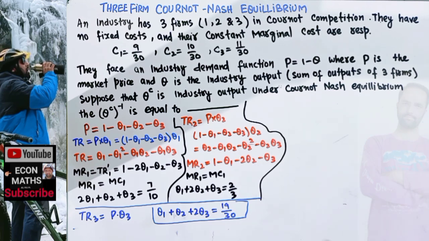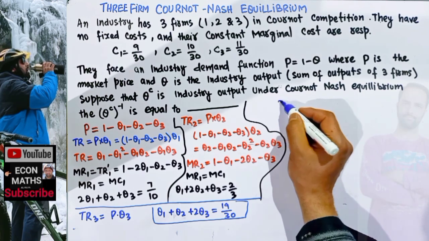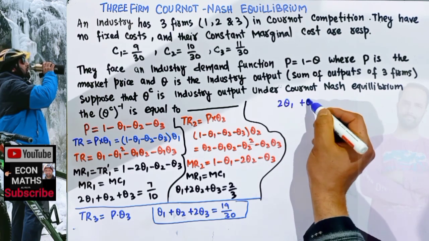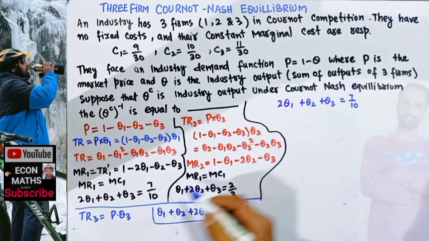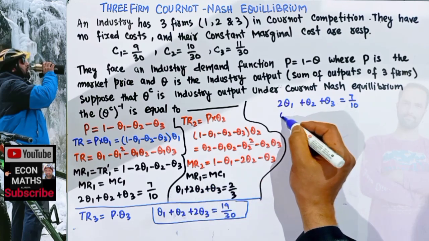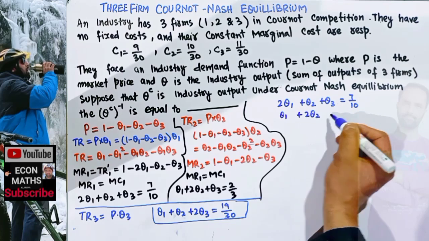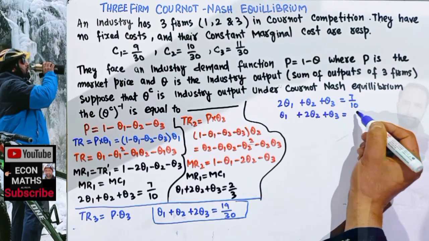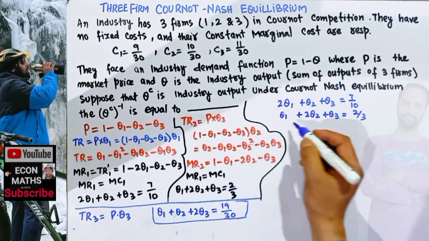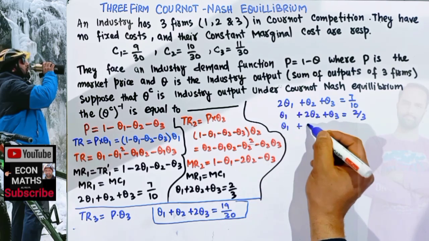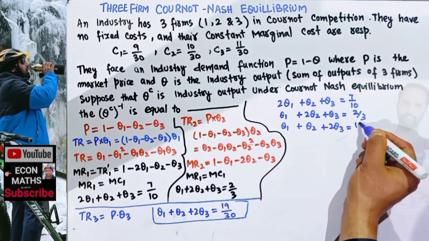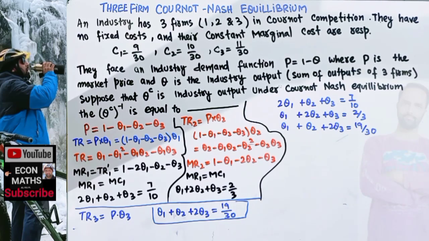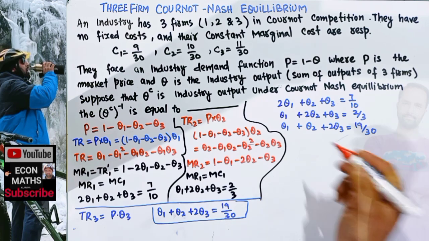So we have three equations with three unknowns. That is, we have twice Q1 plus Q2 plus Q3 is equal to 7 upon 10. Then for firm 2, we have Q1 plus twice Q2 plus Q3 is equal to 2 upon 3. And for the third, we have Q1 plus Q2 plus twice Q3 is equal to 19 upon 30. Okay, three equations with three unknowns. We use Cramer's rule here in solving this.